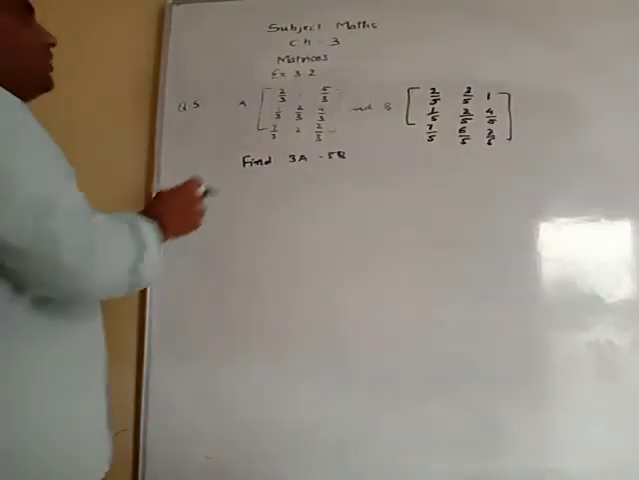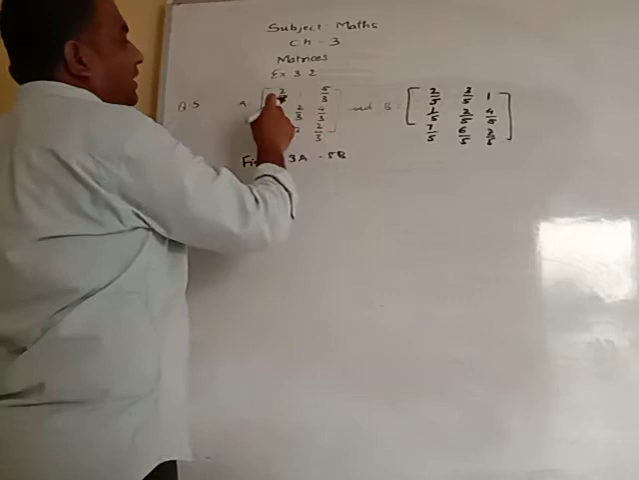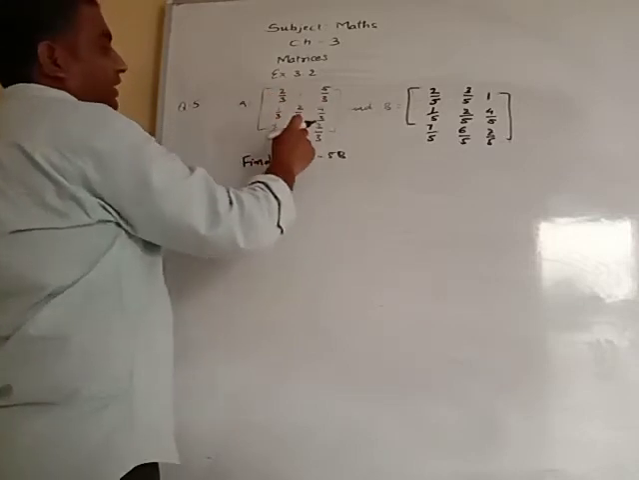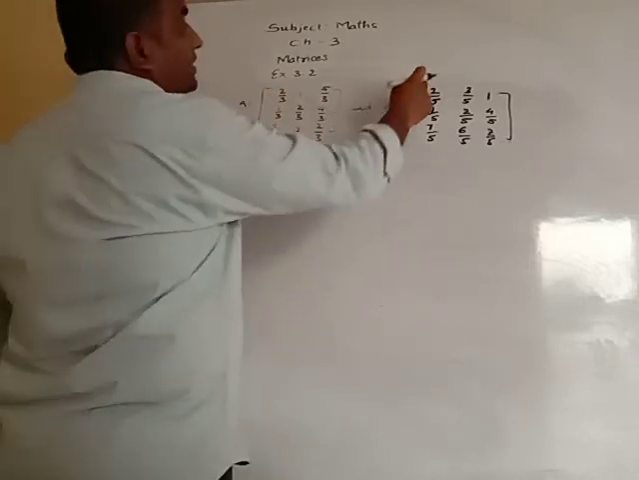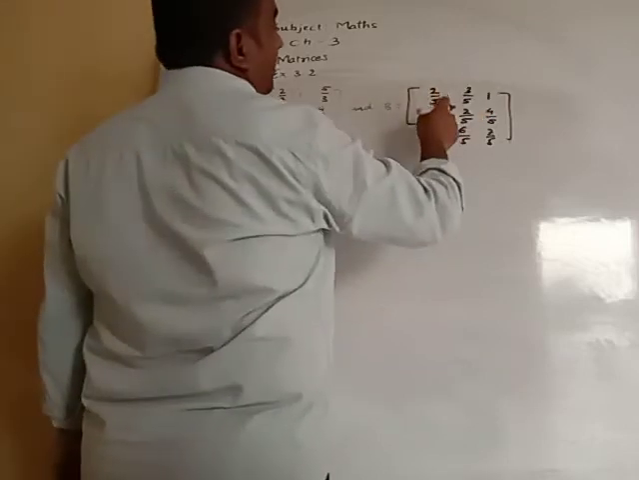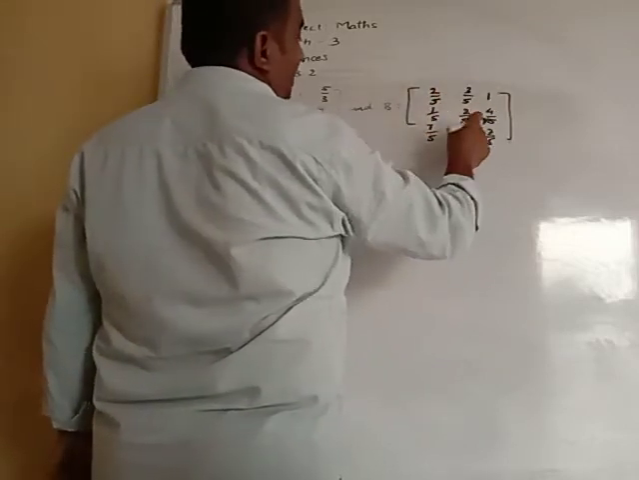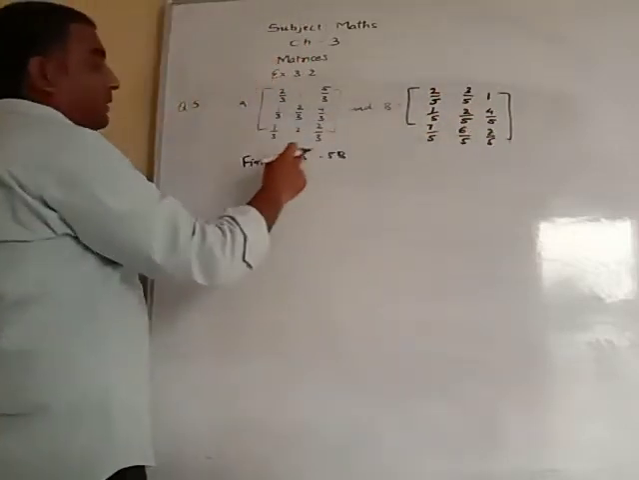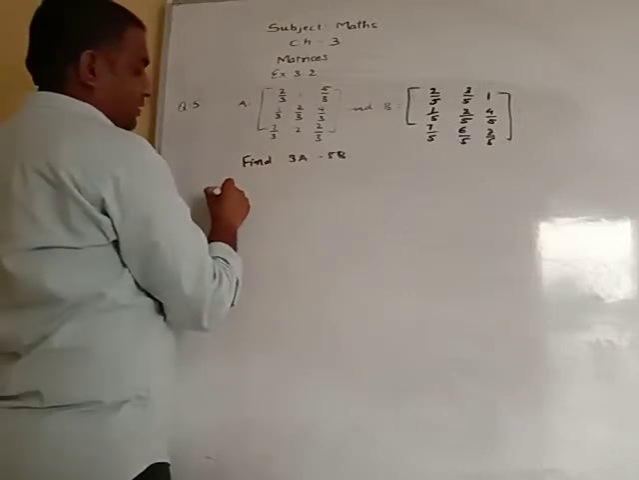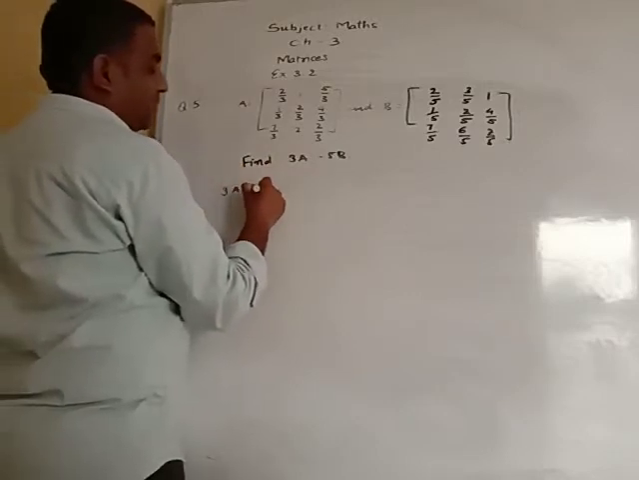Now question 5: A is given as [2/3 1 5/3; 1/3 2/3 4/3; 7/3 2 2/3], and B is given as [2/5 3/5 1; 1/5 2/5 4/5; 7/5 6/5 2/5]. Find 3A minus 5B.